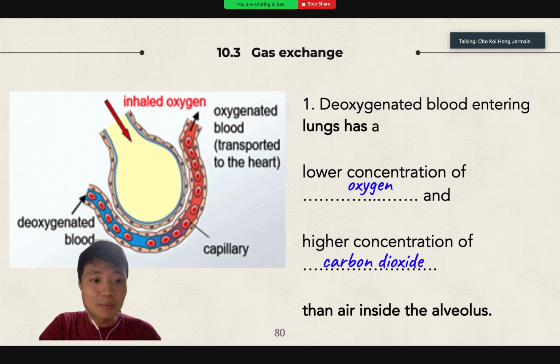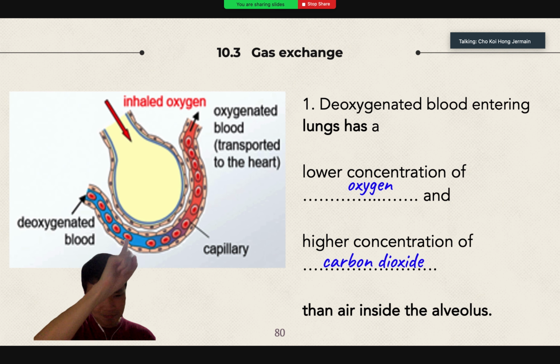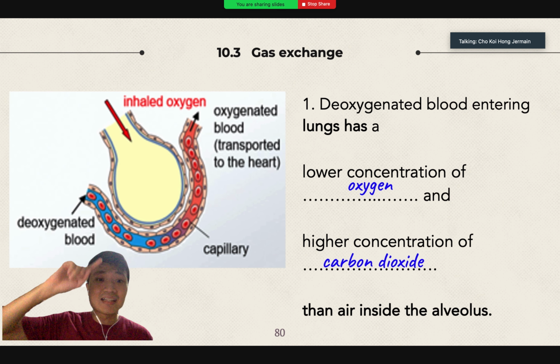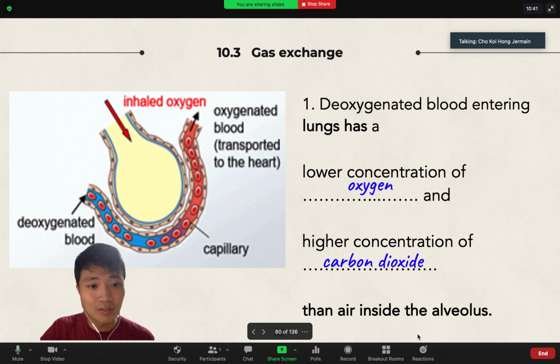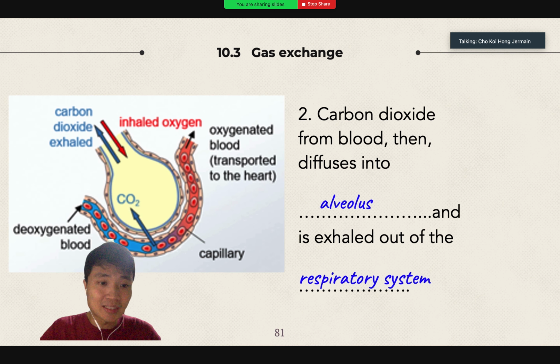So this over here, what you see, is these capillaries. So we establish first. Can you see where I'm pointing? This whole part here. It basically has a low concentration of oxygen and high concentration of carbon dioxide than air inside the alveolus. The yellow part where you see. Got it?